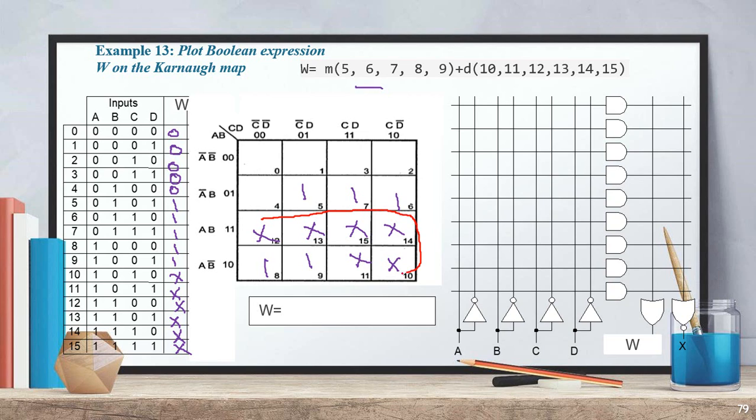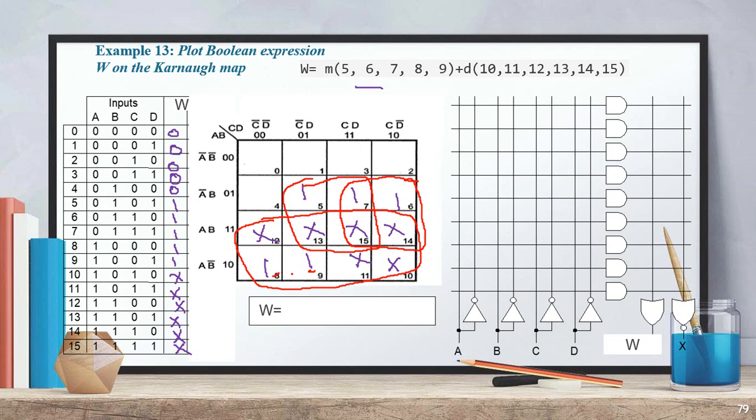Here first we can do a group of 8, because 8 and 9 are 1, so we can make a group of this. And one more group we can do: 5 and 7 are left, so we can group 5, 7, 13, 15. And here 6 is not involved in any group, so we can make one more group, that is 6, 7, 15, 14. So in this we have 3 groups.